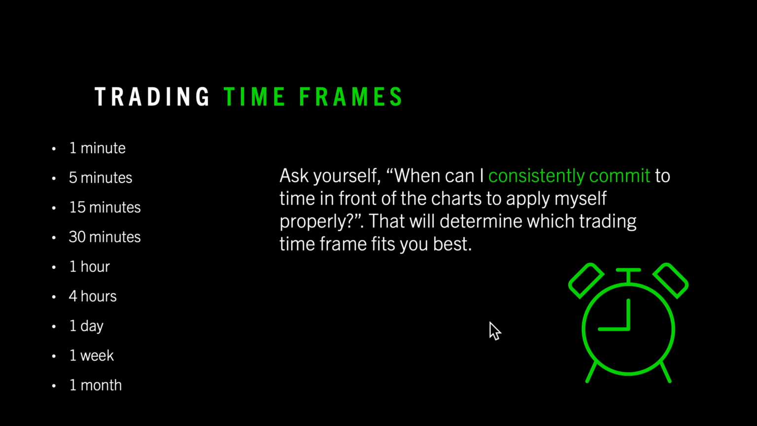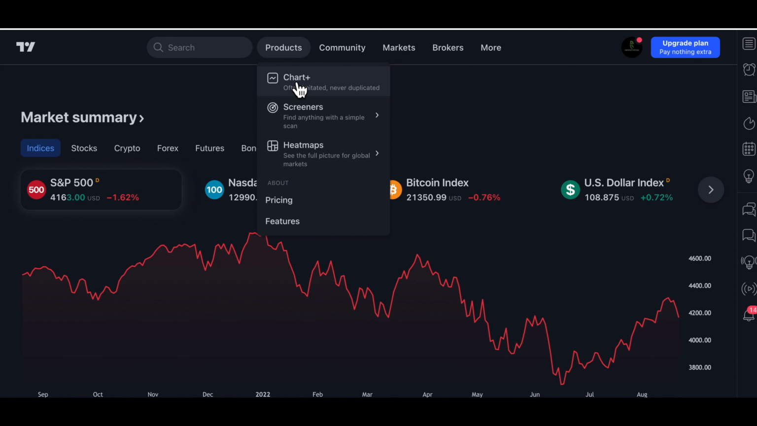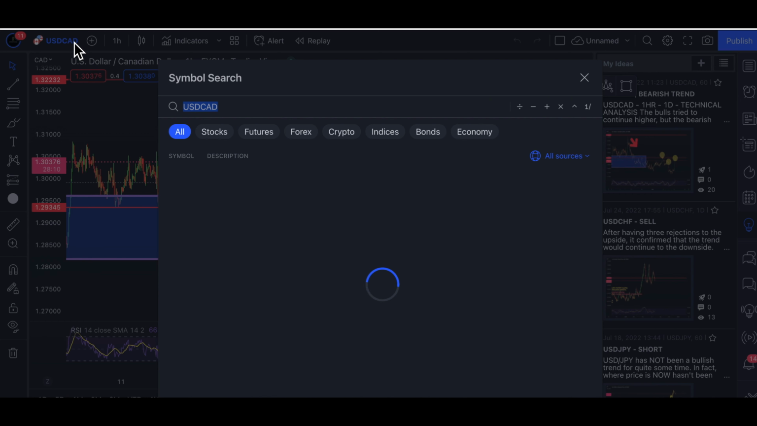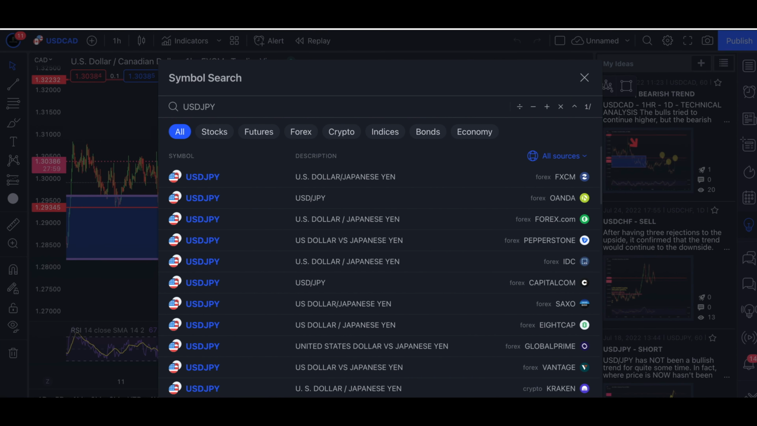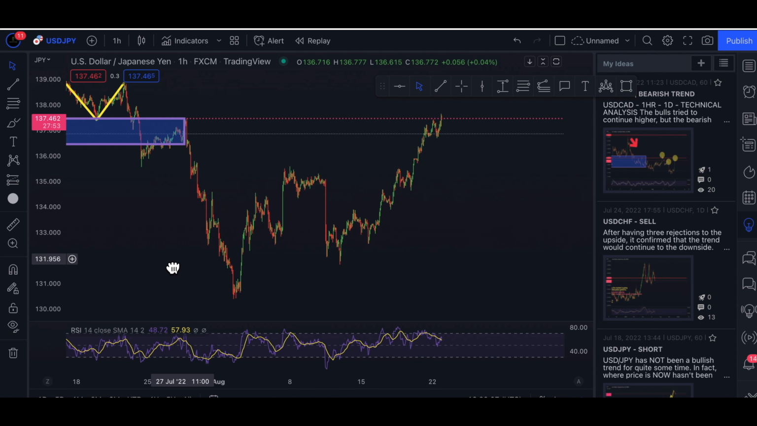Now let's take a look at the actual trading time frames on TradingView to get a better understanding of what I mean by different time frames. Okay, so here I am on TradingView. In order to get to the charts, you have to go to Products and click Chart. All right, let's type in the currency pair here, USD JPY. So we have USD versus JPY, US dollar versus Japanese yen. Click enter, and here we have a chart.